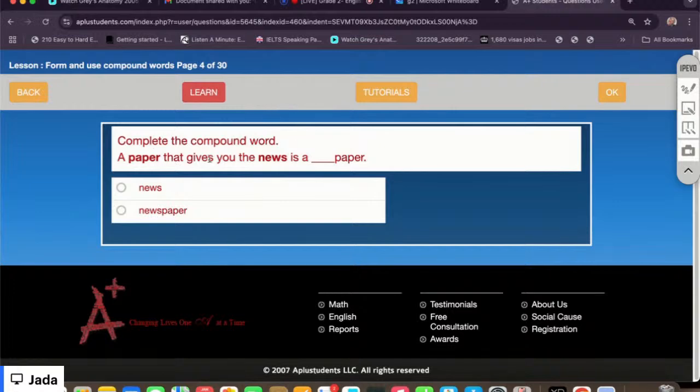So we have a paper that gives you the news is a what? A paper that gives you the news is called what? News or newspaper? What do we call it? Give me your answer. Okay, so what's this one? News or newspaper? What is the right answer here?